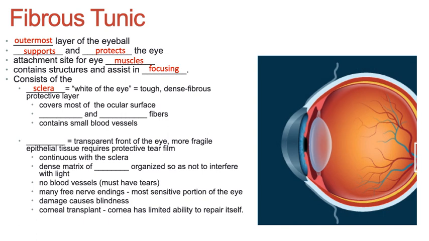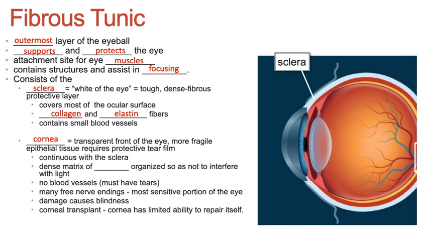So the fibrous tunic consists of the sclera. The sclera is what we would say is the white of the eye. It's a very tough, dense, fibrous protective layer. It covers most of our ocular surface, and it's made of collagen and elastin fibers. And it also contains small blood vessels.